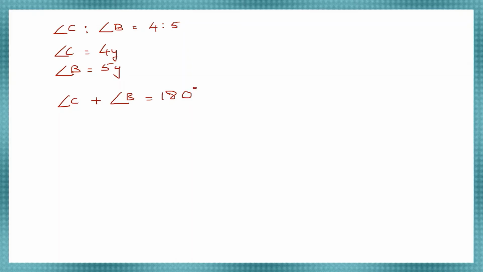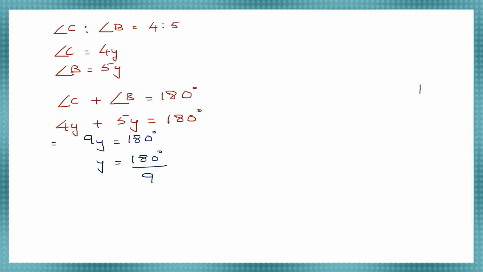Now how much is angle C? 4y. And how much is angle B? 5y. Together they should add up to 180 degrees. So let's work this out. 4y plus 5y is 9y. 9y is 180 degrees. So how much will y be? It will be 180 degrees divided by 9. So let's divide 180 degrees by 9.